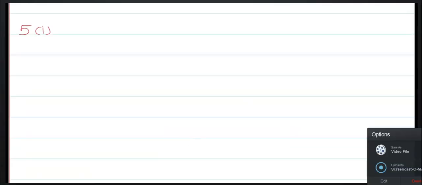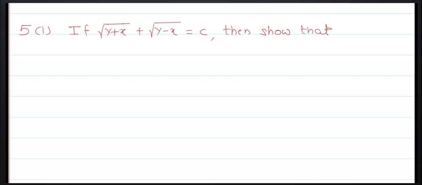Now the question number 5. If root of x, y plus x plus root of y minus x is equals to c, then show that dy by dx is equals to y upon x root of y square minus x square minus 1.